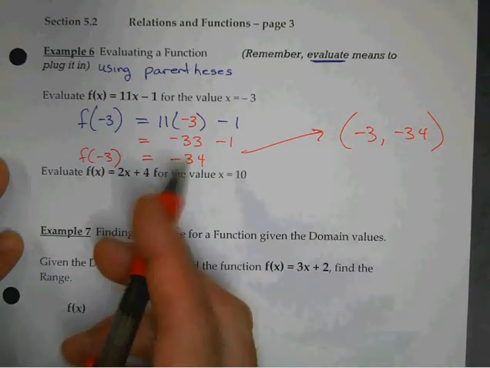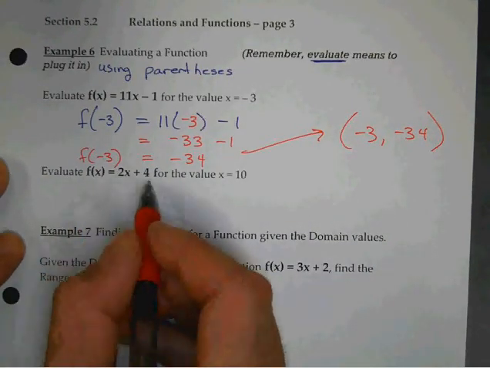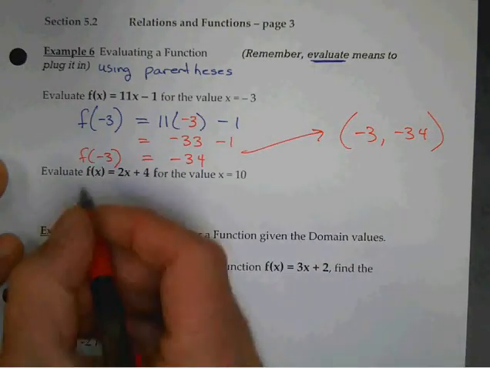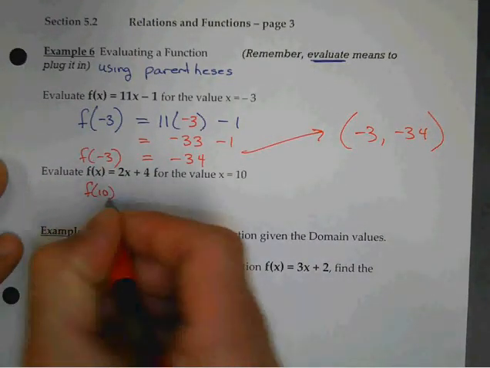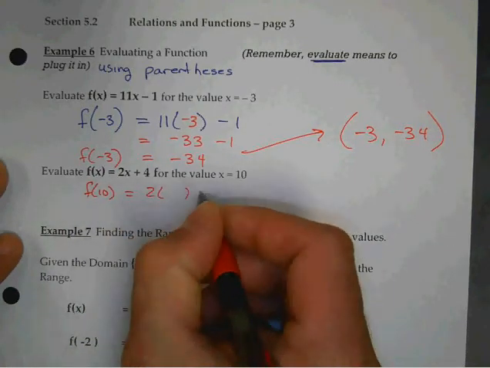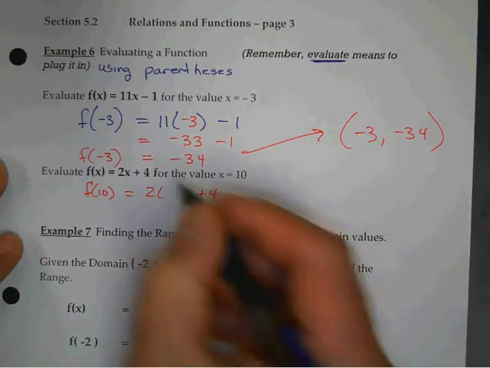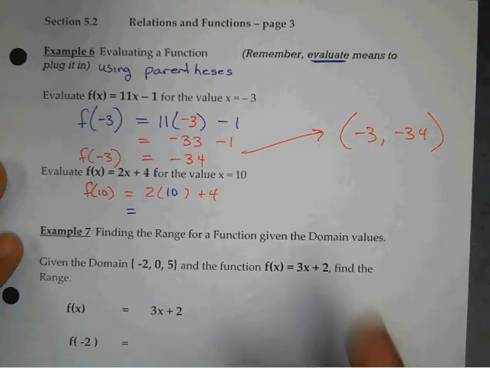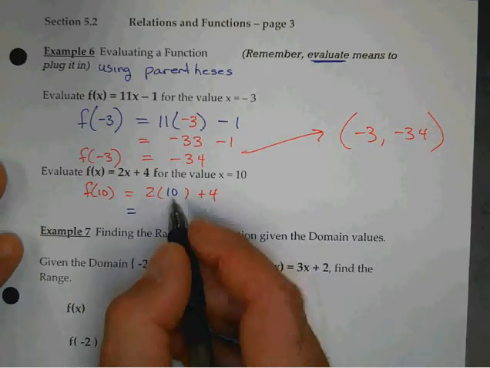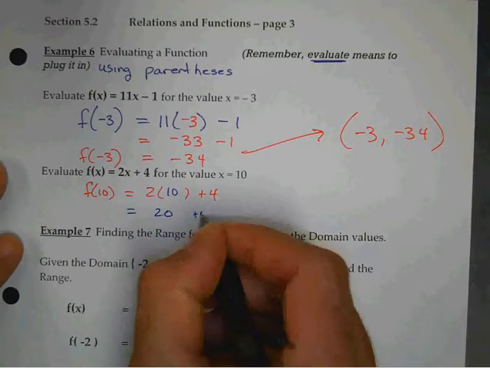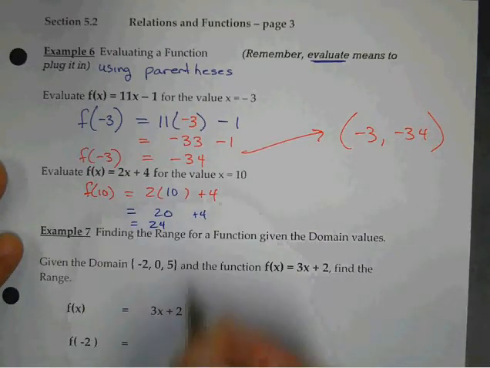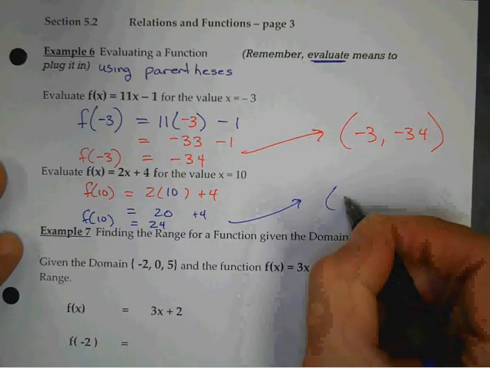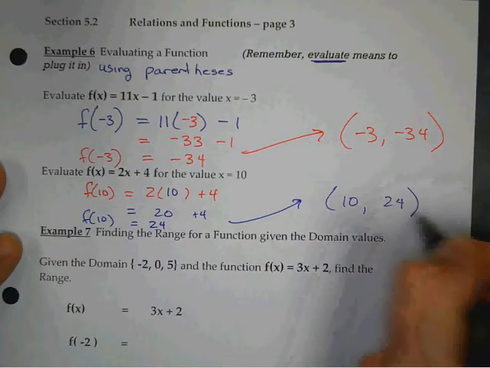Okay, a little different one. This function is called 2x plus 4. It's a different function. It says do a different thing. Now it says we plug in the number 10 into our parentheses. Well, what is the answer there? Really simple, isn't it? 2 times 10 is 20 plus 4, 24. So when we plug in 10, we get out 24.